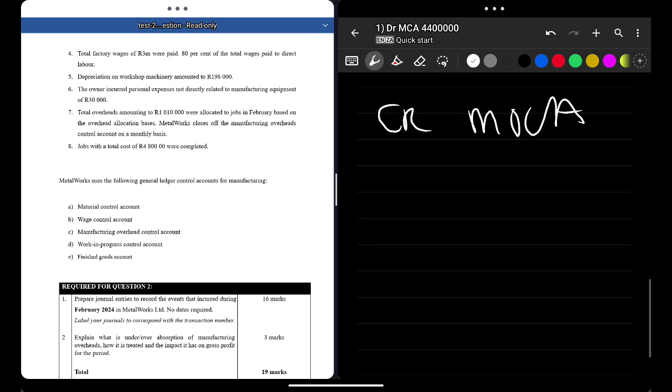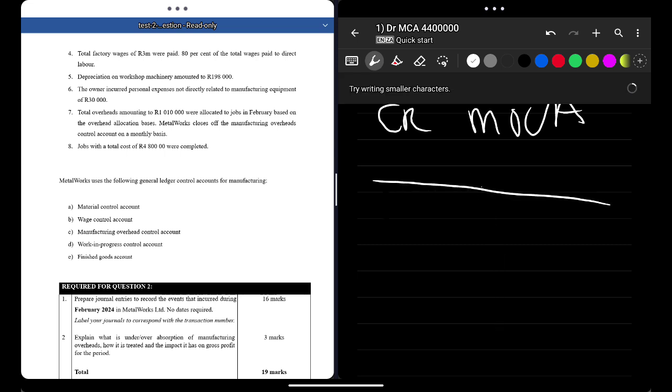Okay. So now after you did this, they say close off the manufacturing control account. When you close off the manufacturing control account, your result is under recovery or over recovery. Now it's very easy, right? So don't get stressed about it.